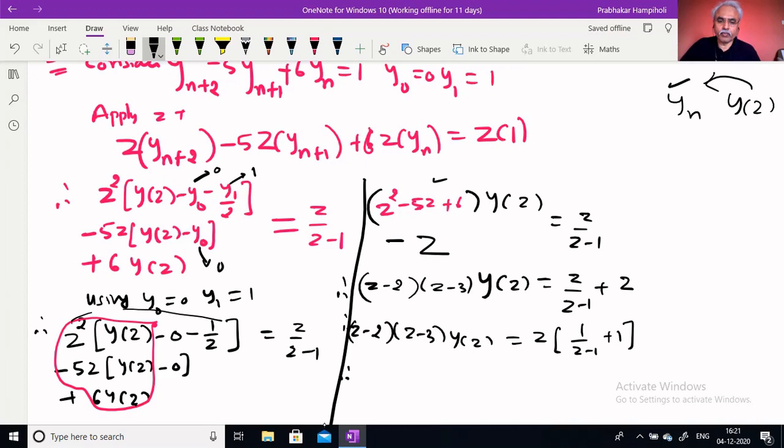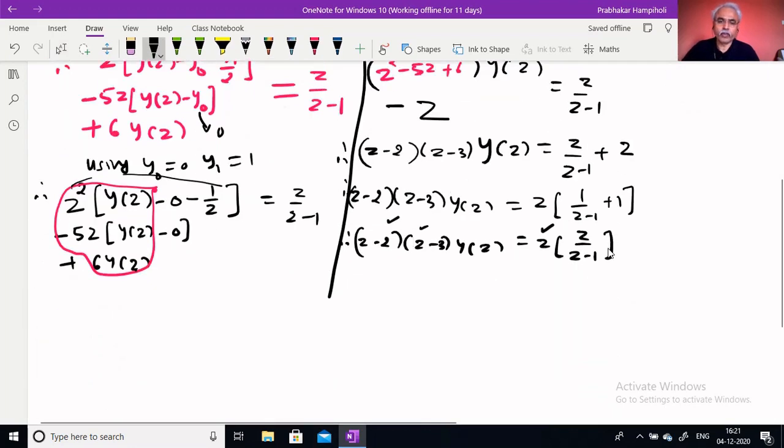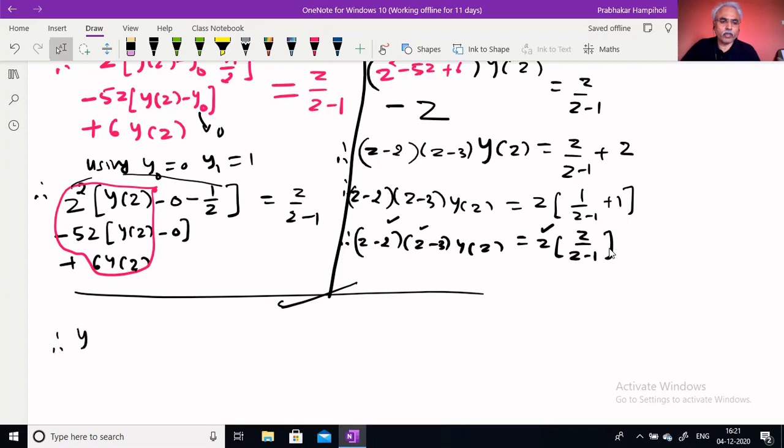Now if I simplify, keeping the left hand side as it is, and simplifying the right hand side, z minus 1 here, z by z minus 1. Now I'll transfer this to the left hand side, and these two to the right hand side. See how we are going to get y of z by z. Therefore y of z by z looks like this: z by z minus 1, z minus 2, z minus 3.